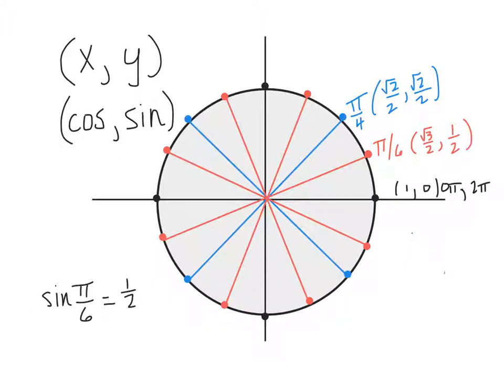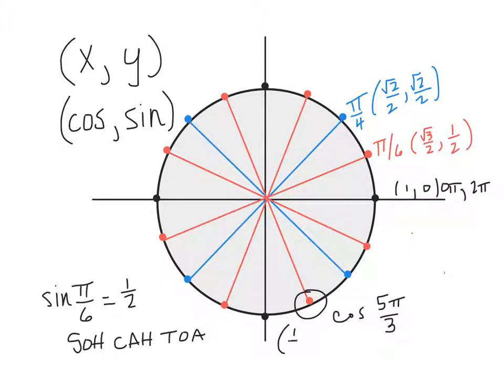Again, go back and remember your right triangle relationships. And I know that some of you have been thinking a lot about SOHCAHTOA. That's where this is connecting. What if I asked for the cosine of 5 pi over 3? You would locate 5 pi over 3. The ordered pair at 5 pi over 3 is 1/2, negative square root 3 over 2. Therefore, the cosine of 5 pi over 3 is 1/2.